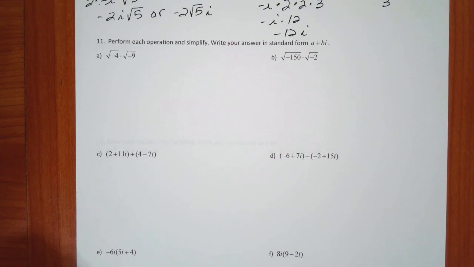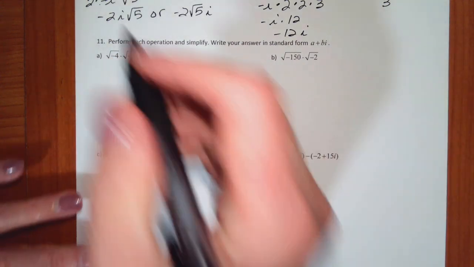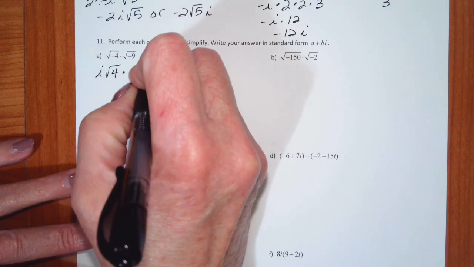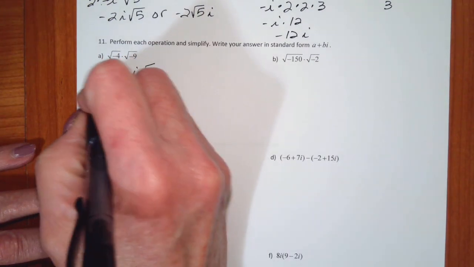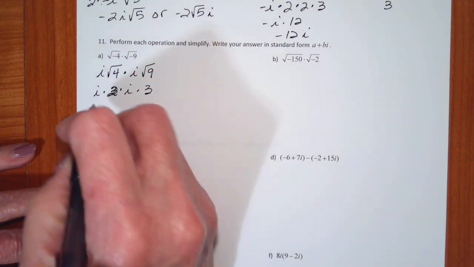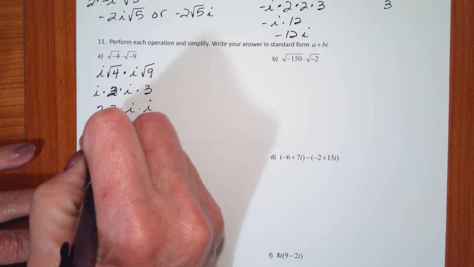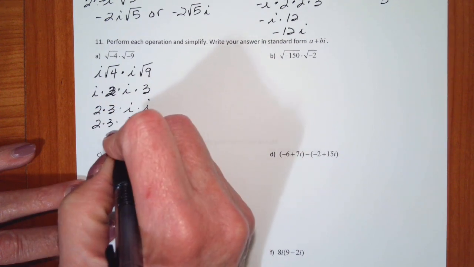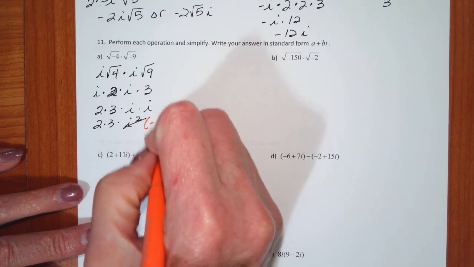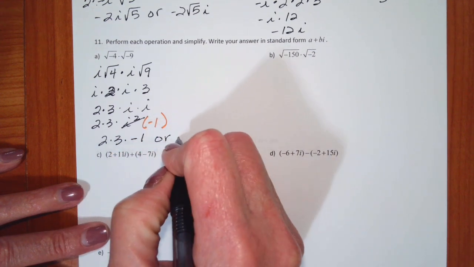Okay, if I'm performing operations, if I am multiplying, I have to take care of the i's in each of these independently before I group them together. So this becomes i times the square root of 4 times i times the square root of 9. So this is i times 2 times i times 3. So that's 2 times 3 times i squared, and I know that i squared is equal to -1. So that becomes 2 times 3 times -1, or -6.